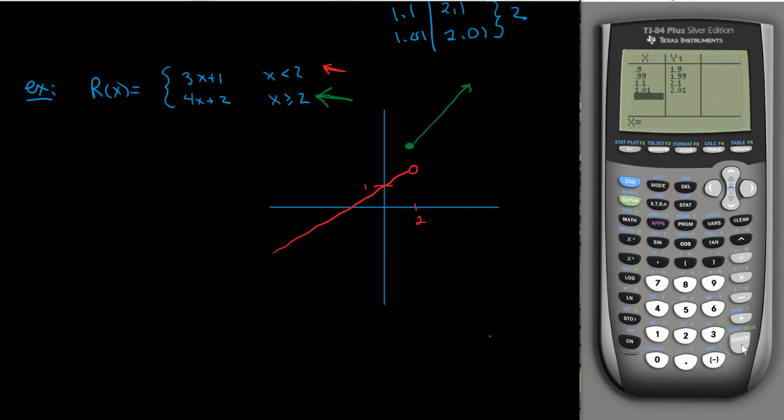Okay, let's consider several different limits. Let's say that we're going to look at the limit as x approaches 1 of r of x. If we're looking at x approaches 1, x approaches 1 is going to be right there.